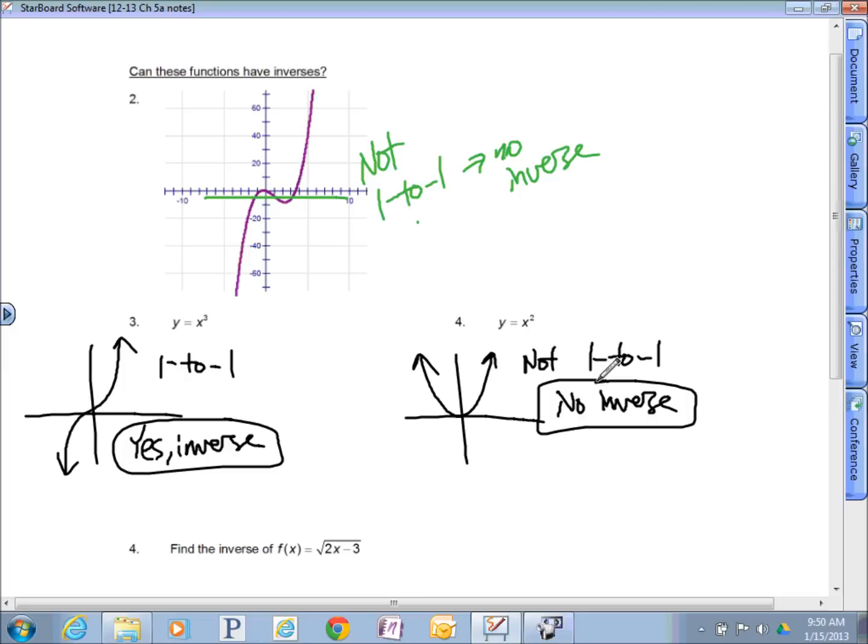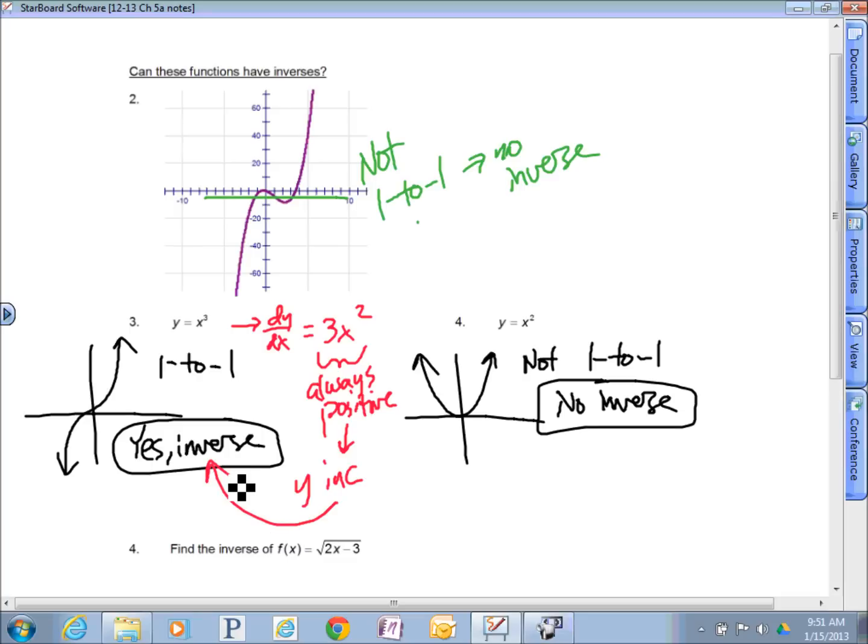Well, number 3, here's something else for people to think about. If you took the derivative of this equation, dy/dx is equal to 3x squared. This derivative is always positive. If the derivative is always positive, that means that y is always increasing. If y is always increasing, that's another way that we can know that this thing's going to have an inverse.